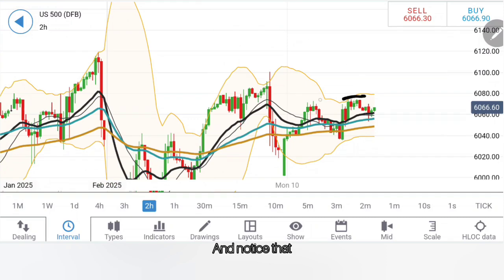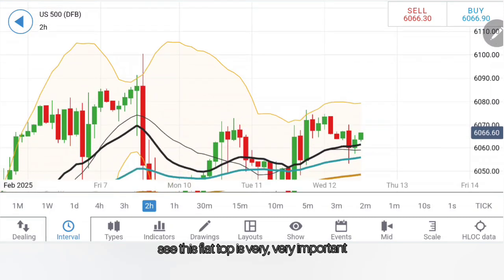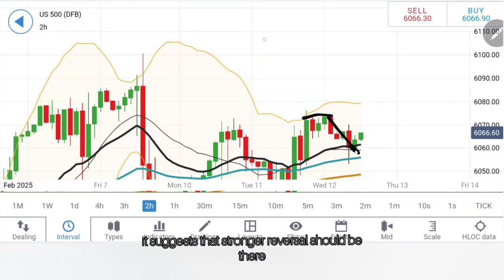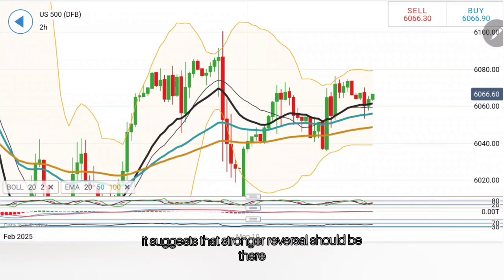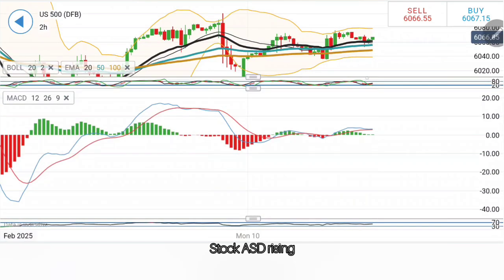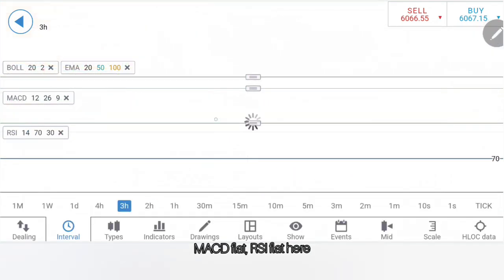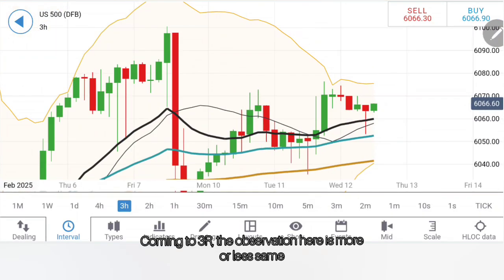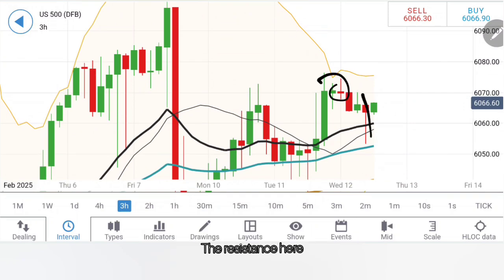And notice that, see, this flat top is very important. When you see such flat tops, it suggests that stronger reversal should be there. So let's wait. Also notice double top is done, so possibility of a double bottom will be high. Stochastic rising, MACD flat, RSI flat here. Coming to 3-hour, the observation here is more or less same. The resistance here, the support on the downside.